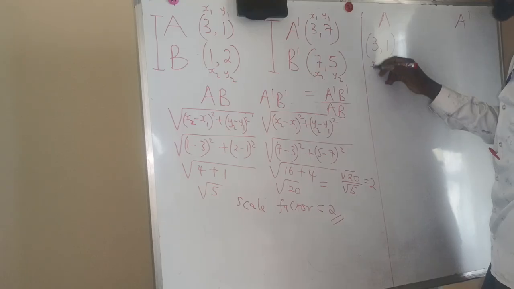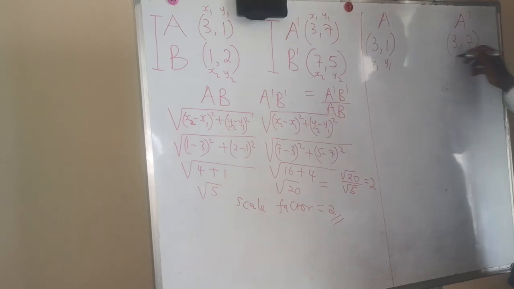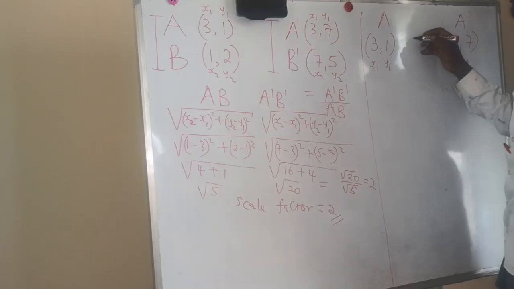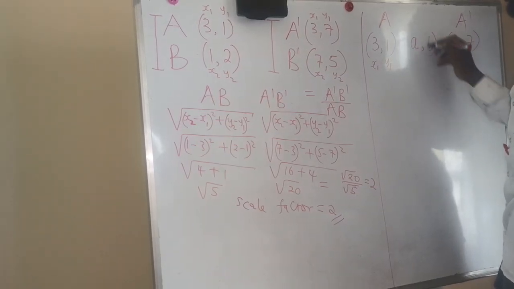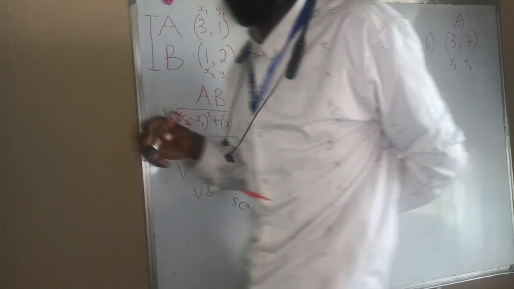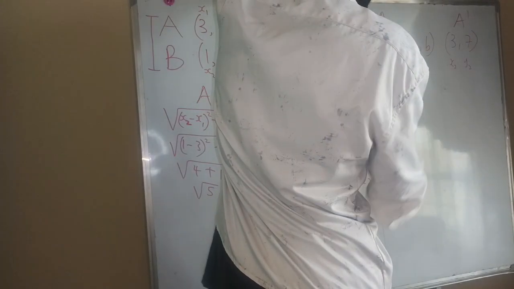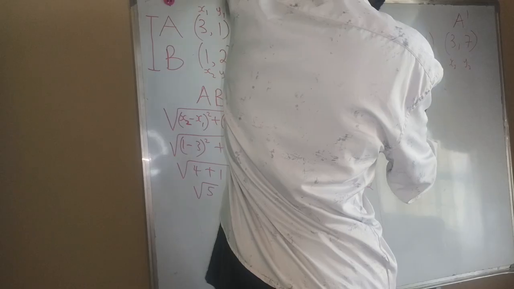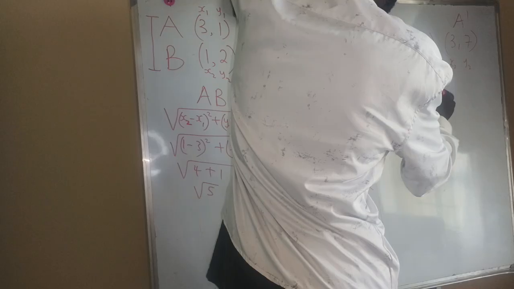Okay, so this can be x1, y1 as well. And the image has coordinates 3, 7. Okay, this can be x2, y2. And we have to take our center of enlargement as A, B, because you need to get the center of enlargement. So you'll come here and say 3 minus A, then 1 minus B.